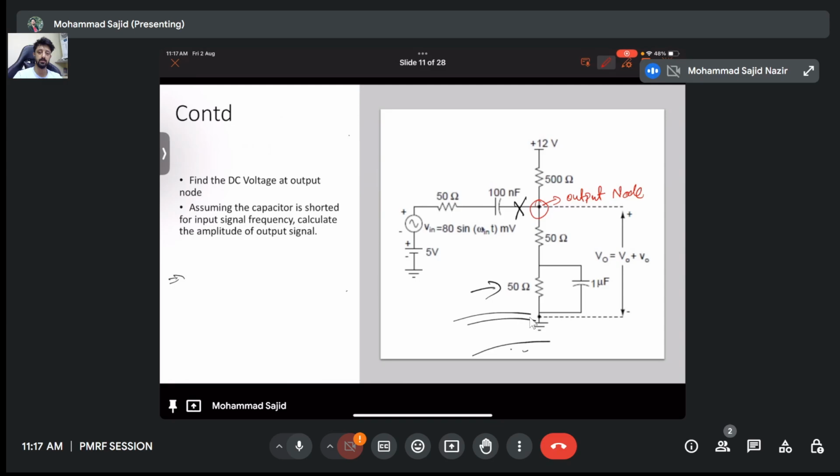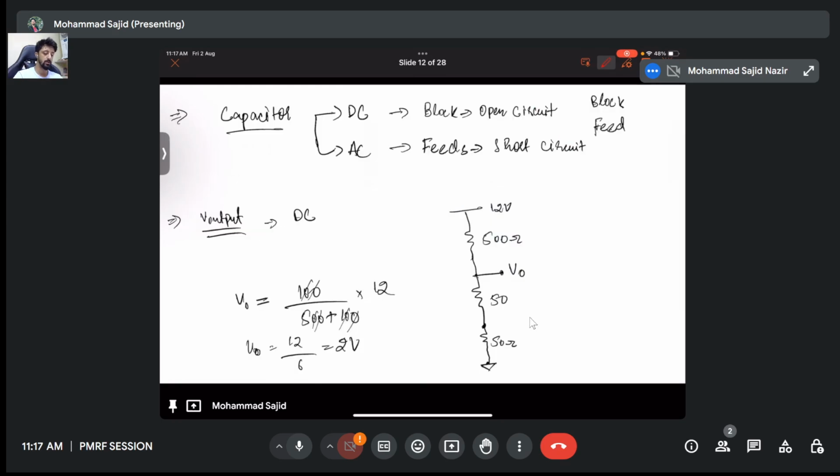As we had discussed in the session, for DC the capacitor blocks, and for AC, after a particular frequency, it can act as a short. Right? The question says, assuming the capacitor is shorted for the input frequency signal, calculate the amplitude of the output signal. So this is the second part. First, we'll find the DC voltage.